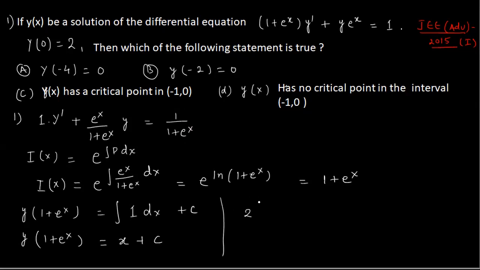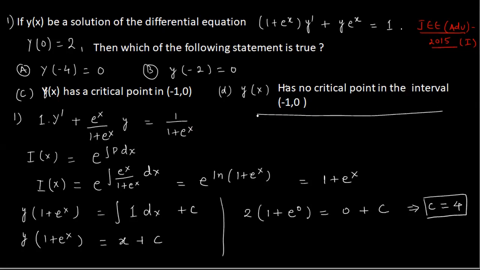So we get 2 times 1 plus e raised to the power 0, which is 2, equals 0 plus c. So it gives us the constant of integration is 4. So our solution function is simply y times 1 plus e raised to the power x is x plus 4.